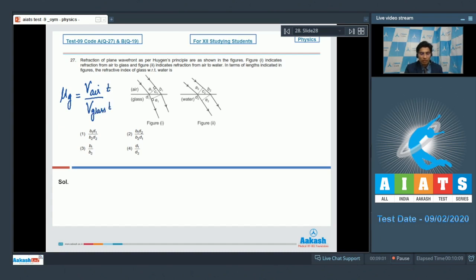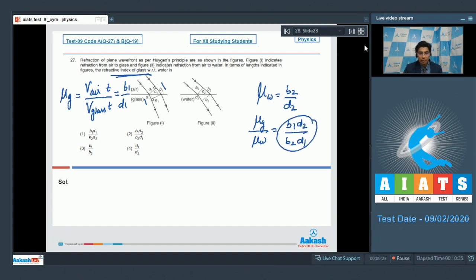If you multiply up and down with t, this will be equal to b1 by d1. That is this length by this length. Similarly, the refractive index of water will be equal to b2 by d2. Dear students, we have to find out the refractive index of glass with respect to water. That will be mu g by mu w. And this will be equal to b1 d2 by b2 d1. And hence, option number 2 is the correct answer. Now let us solve question number 28.